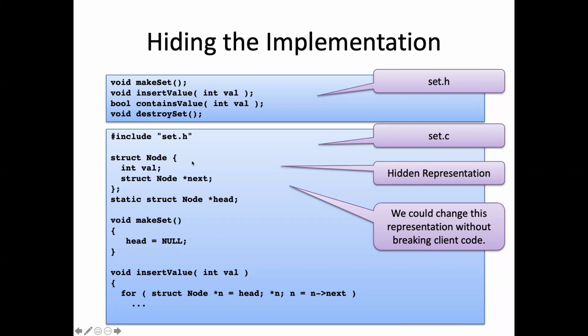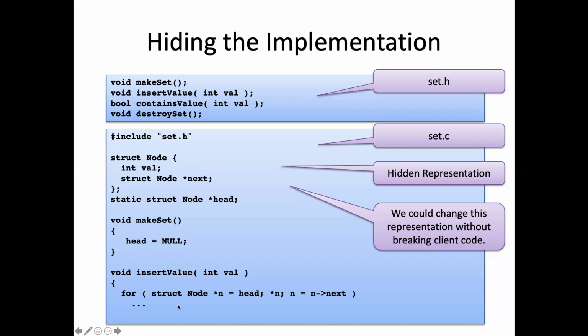One value per node. So there's the value, there's the pointer to the next node, there's the head of the list. I don't have the whole implementation here, but it's posted with the examples if you want to look at it. If you call make set, I just set the head pointer to null.